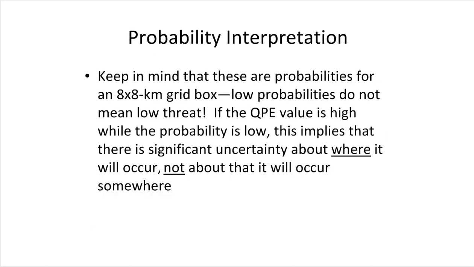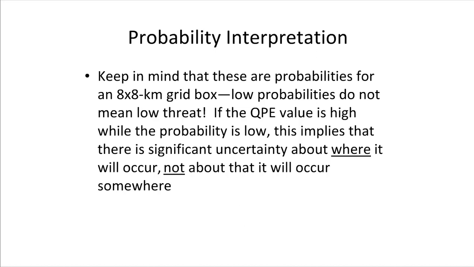Keep in mind that these are probabilities for an 8x8 kilometer grid box. Low probabilities do not mean low threat. If the QPE value is high while the probability is low, this implies that there is significant uncertainty about where it will occur, not about that it will occur somewhere. The low probabilities are the result of low confidence in that location. That is, the rainfall will exceed the threshold value at exactly the 8x8 kilometer grid box of interest.